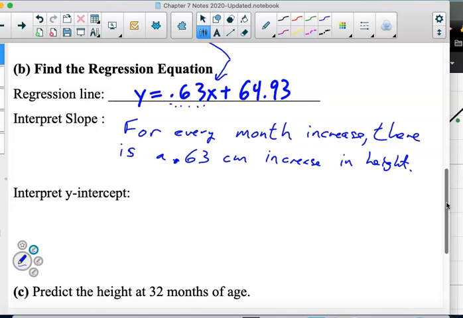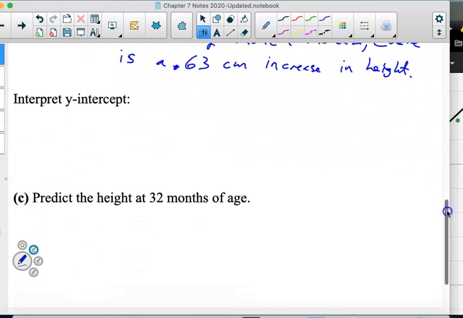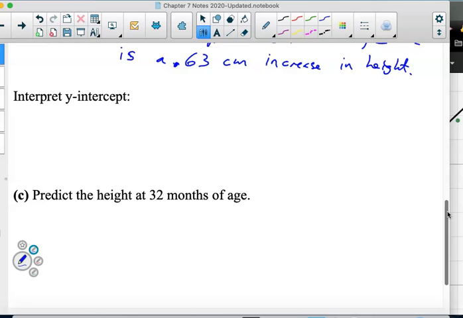This is more for toddler age. Think 18 to 29 months. That's right around when you turn 2 years old, okay? All right, interpret the y-intercept.